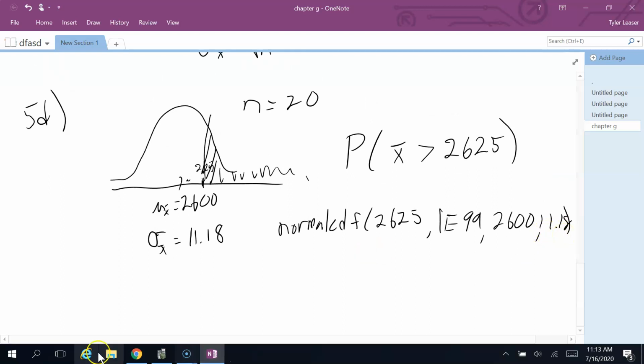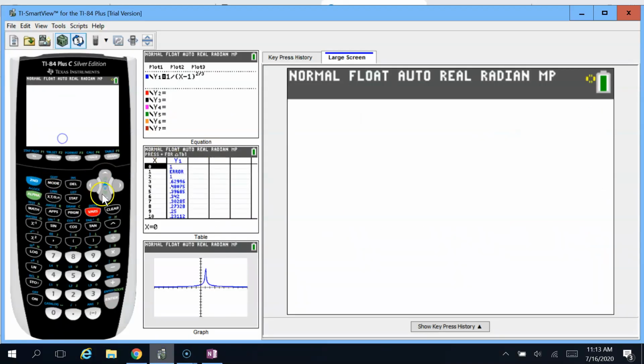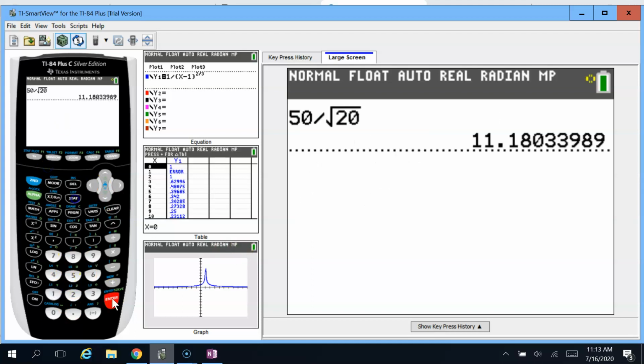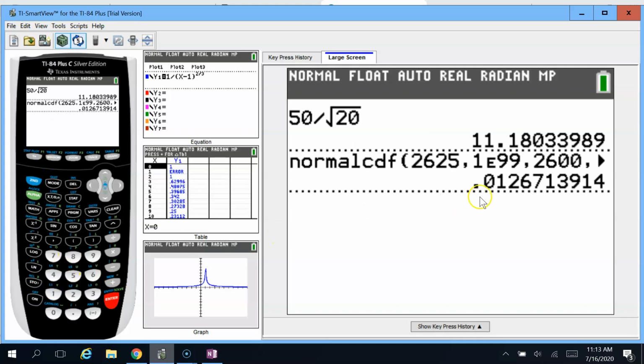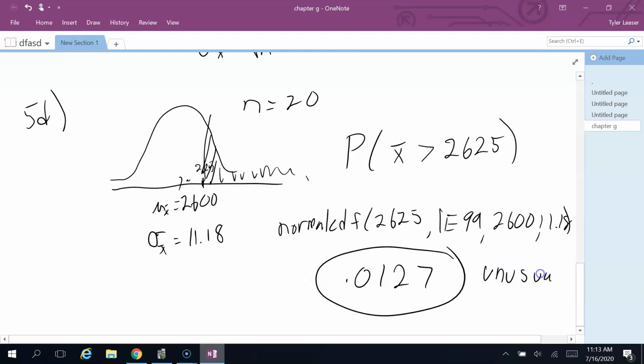Okay, so we can type this into the calculator real quick. Oh, wrong button, sorry. So we'll get to the normal CDF. And again, the only thing we need to change is the standard deviation. We're going to change that to the 11.18. Paste, enter, and we get 0.0127. All right, this is unusual. Okay, so unusual is less than 5%, and here we're close to 1%.